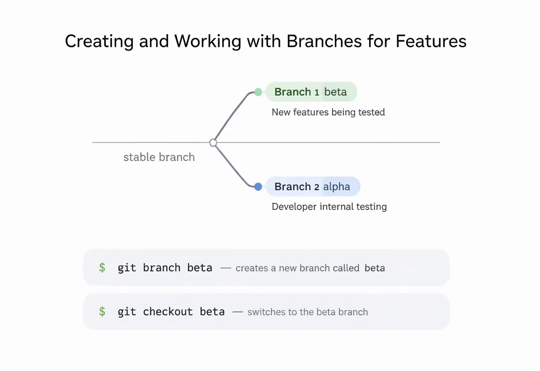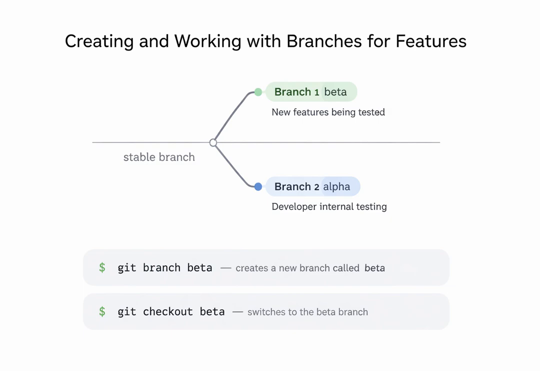Now, let's talk about how branches fit into a real collaborative workflow. When you want to add a new feature or test something new, you don't do it directly on your stable branch. Instead, you create a new branch. For example, if you want to start a beta testing phase, you run git branch beta to create the branch, and then git checkout beta to switch to it. Now, any changes you make are isolated to the beta branch. Your stable branch remains untouched. This is the whole power of branching.